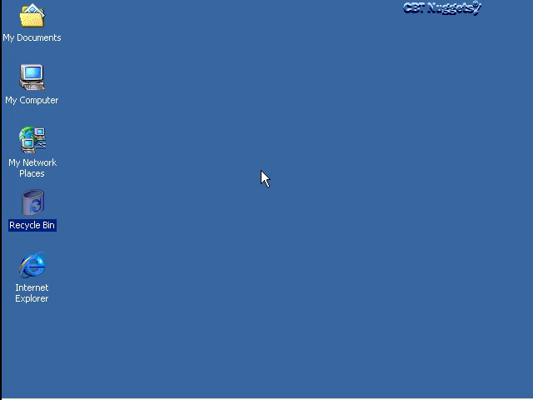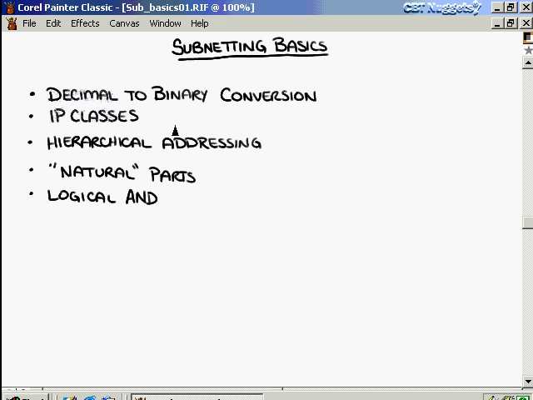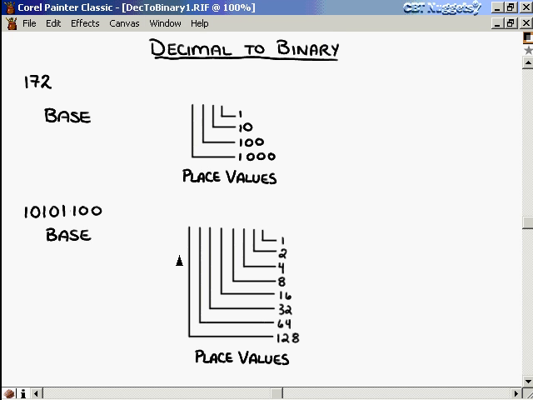In this nugget, we're going to prepare you for your subnetting adventure by starting out looking at the decimal to binary conversion technique. Then we will finish the IP classes discussion from the last nugget. We will also look at the hierarchical addressing set up by IP. This hierarchy will result in an IP address being divided into what's known as its natural parts. We're going to identify them here. And then we're going to end up with a look at the tool that makes subnetting possible, and that is the logical AND.